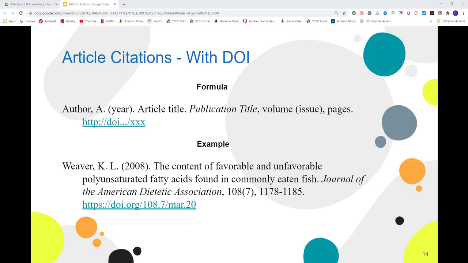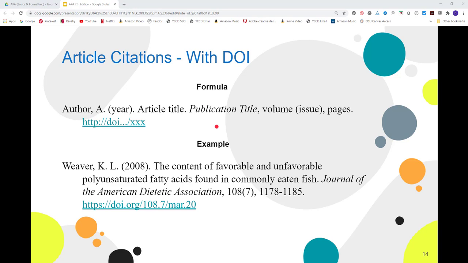It acts the same way as a URL. Articles from journals, magazines, and newspapers require additional information compared with a book. The author and year are presented the same regardless of the type of source. We now have two titles we need to indicate: the article title and the publication title.